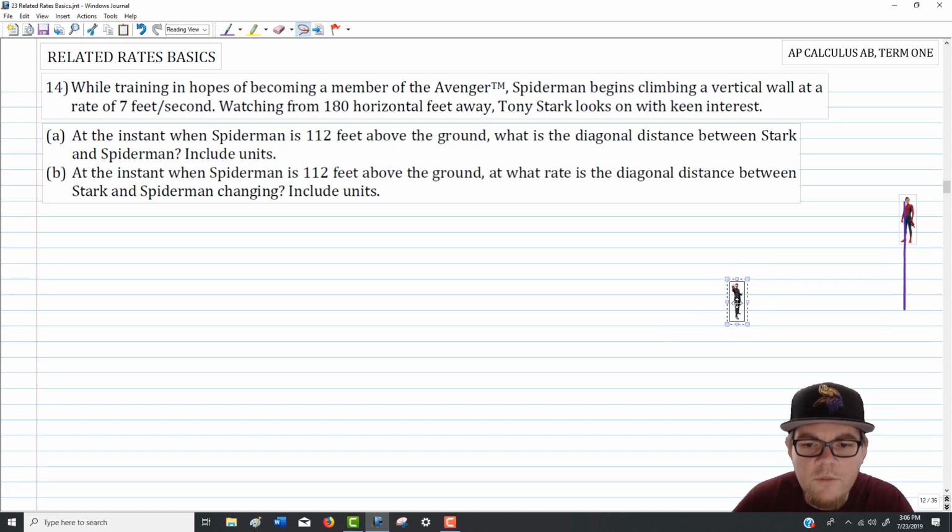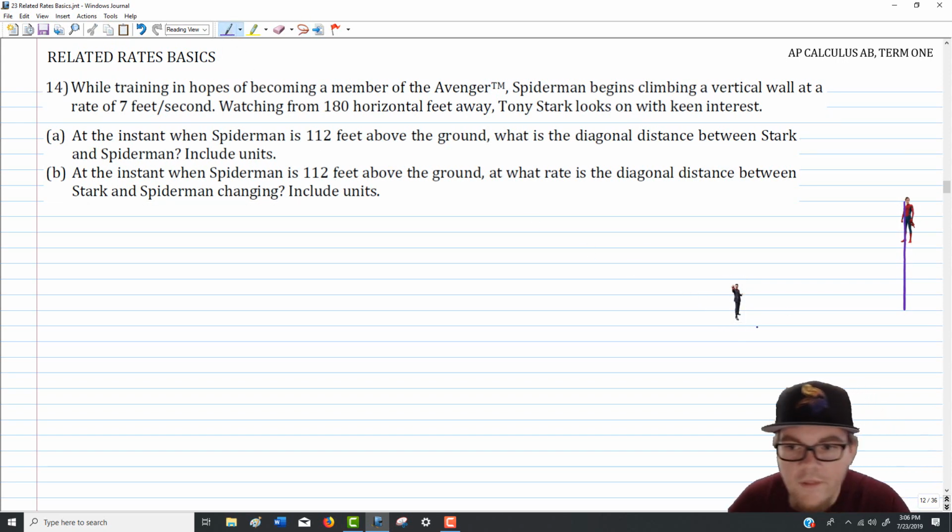And I'm thinking this is one of those problems where we're going to have to assume that we don't care how tall the person is. We're just going negligible with eye distance, or with eye height. So there's Tony. There's Spider-Man. Everything's set up in our picture. So now it says that he's 180 horizontal feet away.